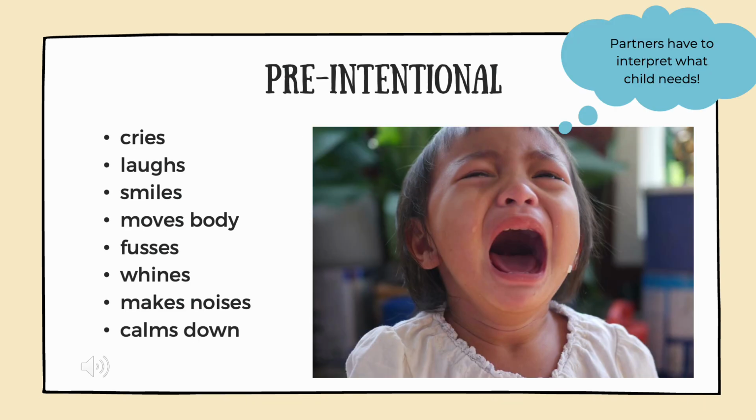So when people begin to communicate, at first they can be pre-intentional, meaning they may be showing you that they're feeling something or wanting or needing something, but they don't necessarily mean to communicate to you. You understand that when the child cries or laughs or smiles or moves their body in a certain way, that they want something, that maybe they're hungry, or maybe they're tired, or maybe they saw something that made them feel happy. This stage of communication requires for the partners to interpret what the child needs. We are guessing based on our knowledge of the child and how they typically respond to certain events around them or certain people, and guessing what it is that they're trying to say to us.